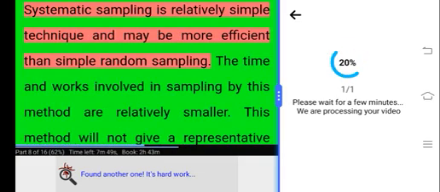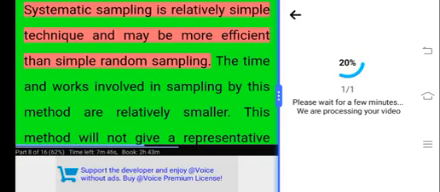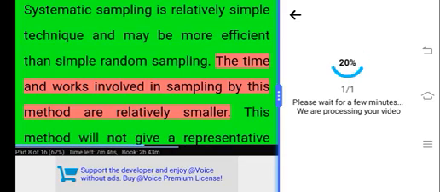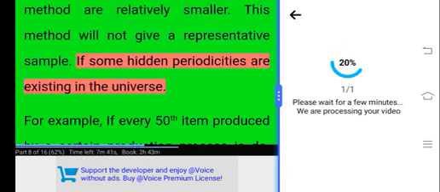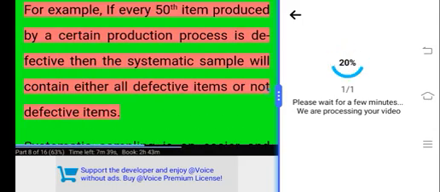Systematic sampling is a relatively simple technique and may be more efficient than simple random sampling. The time and work involved in sampling by this method are relatively smaller. This method will not give a representative sample if some hidden periodicities exist in the universe. If every 50th item produced by a certain production process is defective, then a systematic sample will contain either all defective items or no defective items.